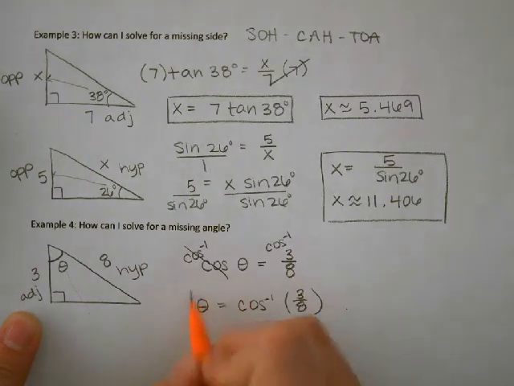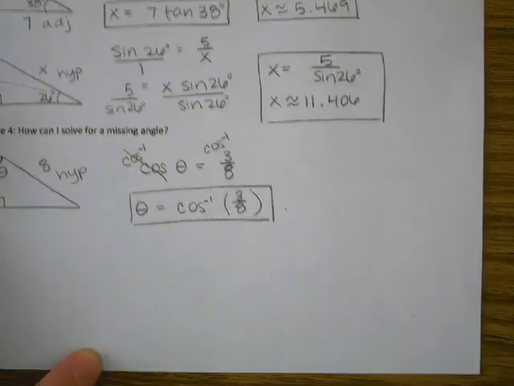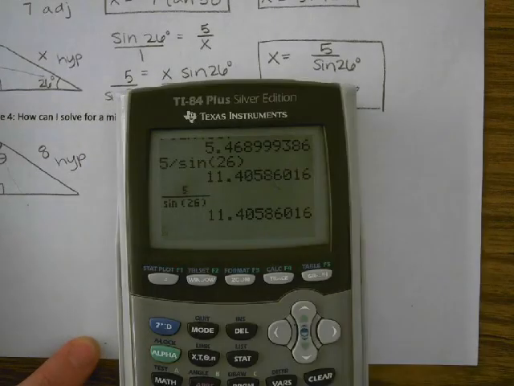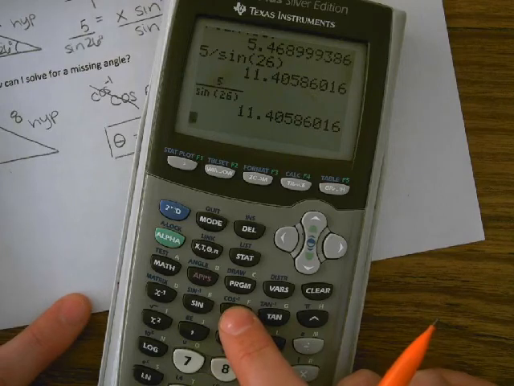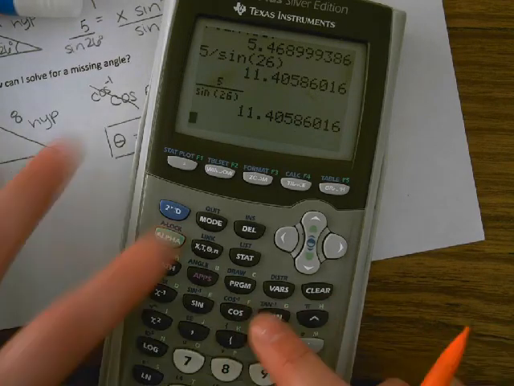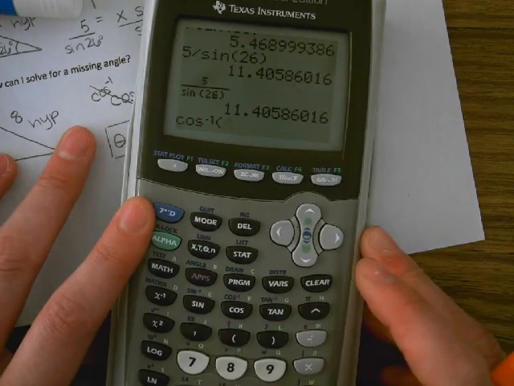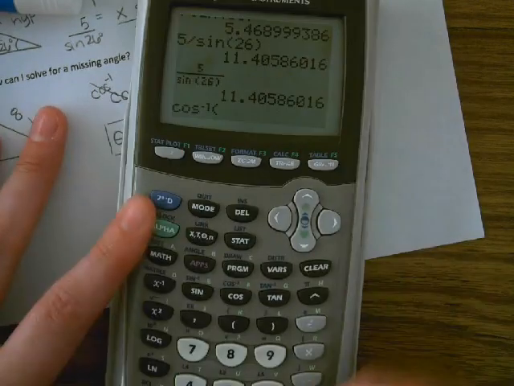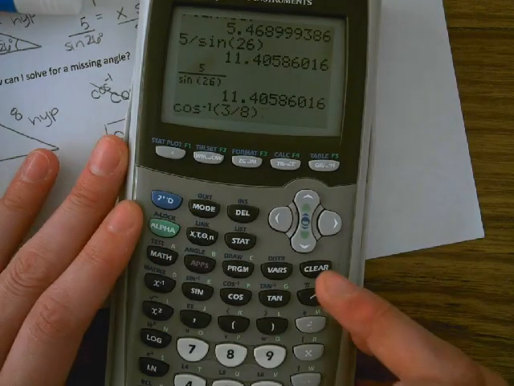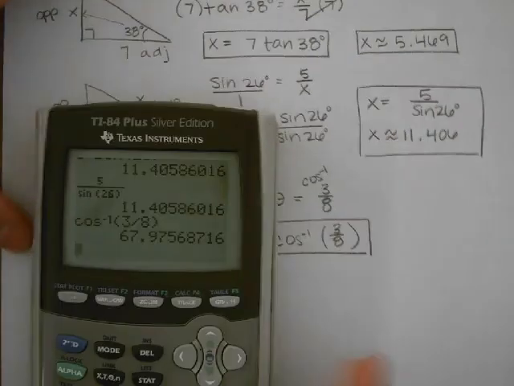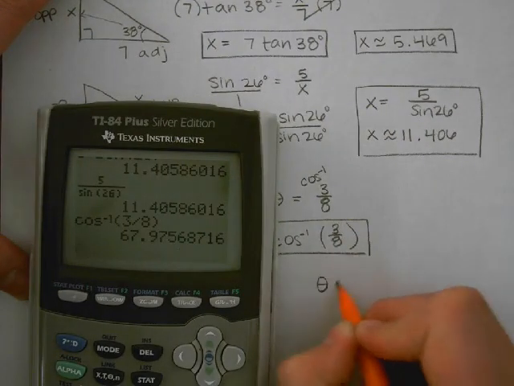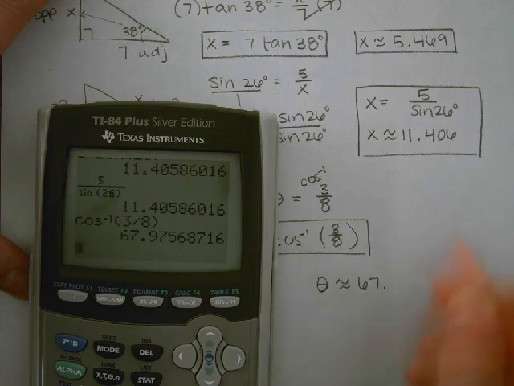And then for me to plug it in my calculator, to do cos inverse on your calculator, if you look above the cos button, you can see that it says cos inverse, cos -1 in blue. So I'm going to hit second cos, and I'm doing cos inverse of 3/8. And so that angle is 67.976 degrees.